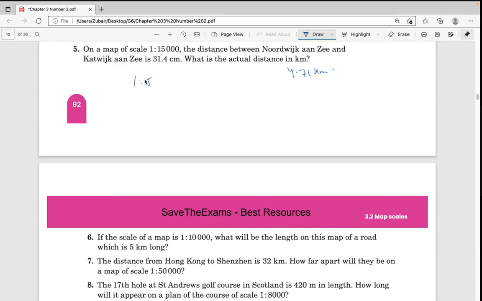So the scale is 1:15,000, and on the map it was 31.4. Actual would be x, cross multiplying. X equals 31.4 into 15,000. Now this is in centimeters, so when you divide it by 100,000, you get your answer in kilometers. 4.71 kilometers. Haris, pretty clear? Yes, sir.